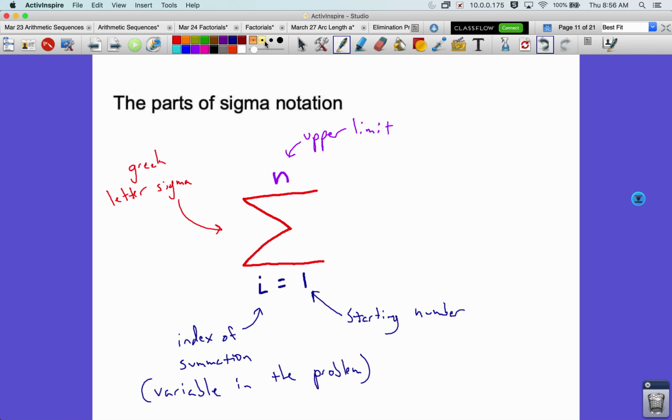All right, and then on this side over here, we're going to have the sequence we are summing. Let's say sequence.